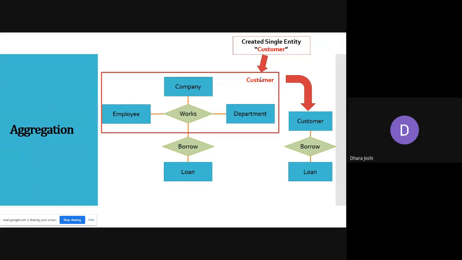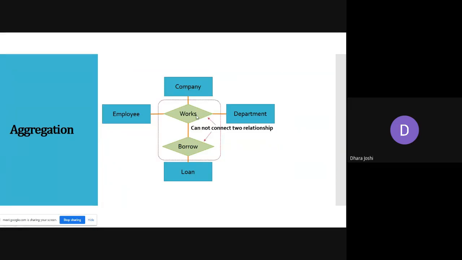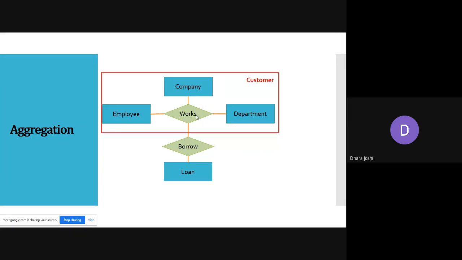Why does the aggregation concept come into the picture? Because two relationships cannot be connected. If a relationship wants to connect, we need one entity in between them. Like if it works like this, company works for bank, bank borrows loan, then it will be fine. But here we have two relationships which are connecting with each other. It is not allowed in the ER model. So this is the aggregation concept.